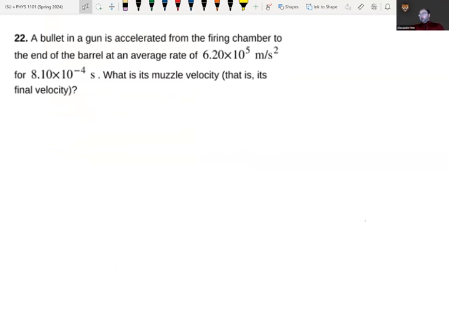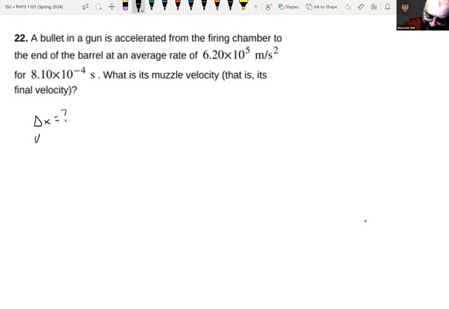Okay, so I want to do this in particular so you can see the algorithmic approach that I'm going to use. As a reminder, there are 5 basic quantities that you can use. I like to write down the symbol for those from the get-go. So I will say delta x, and we don't know what delta x is. In this situation, that would be from the firing chamber to the end of the barrel.